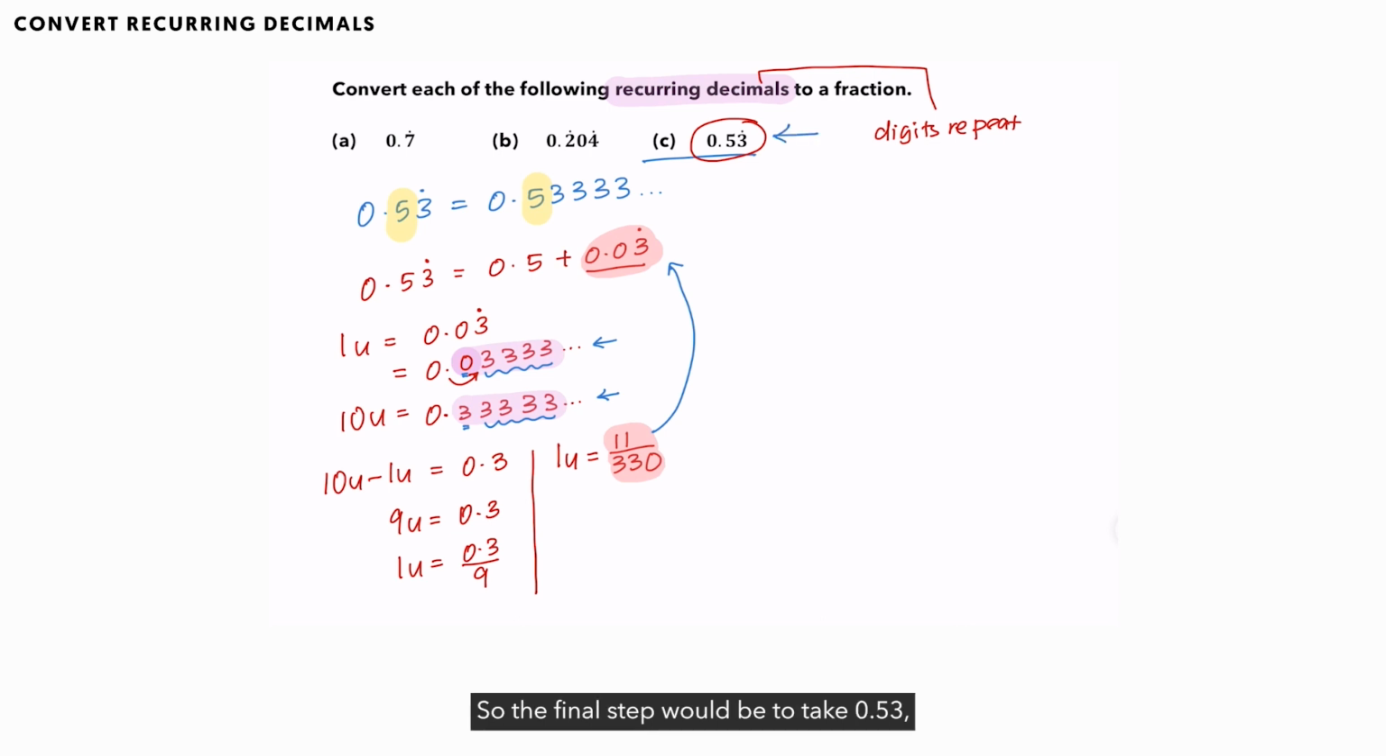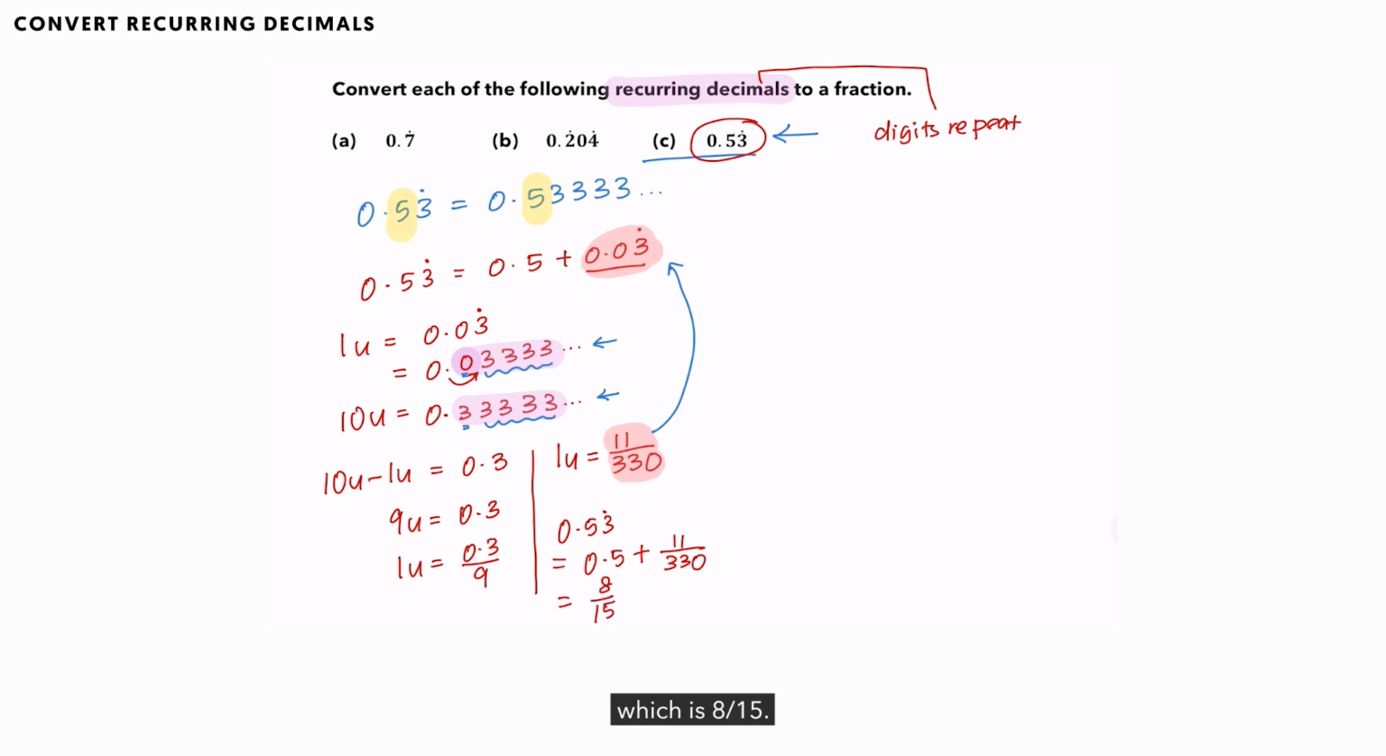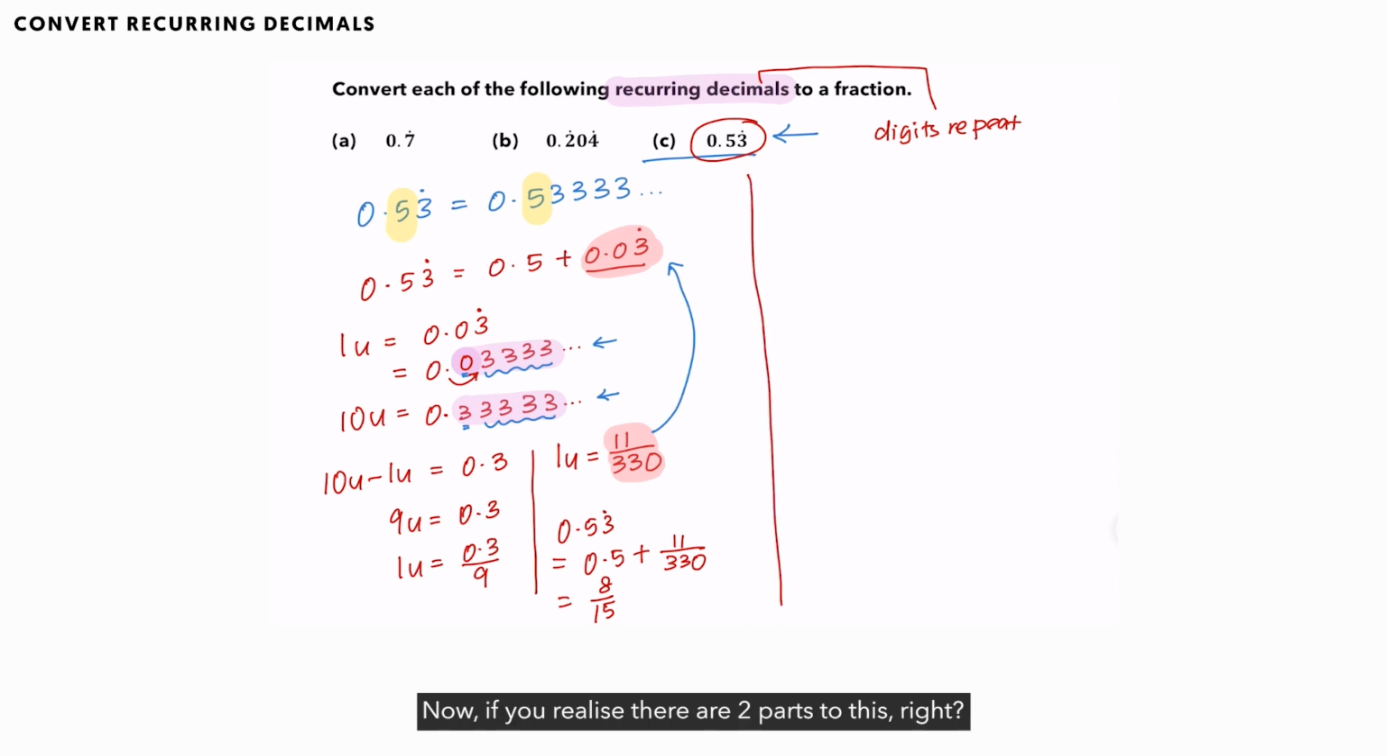So the final step would be to take 0.53, copy down the decimal earlier and write down 0.5 plus my 11 over 330. Now press your calculator, you should get your answer in its simplest form, which is 8 over 15. And that is one way of doing this. Now, if you realize there are 2 parts to this, I have a slightly faster method, which I'm going to be showing you in a moment.